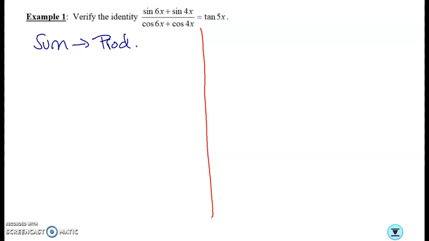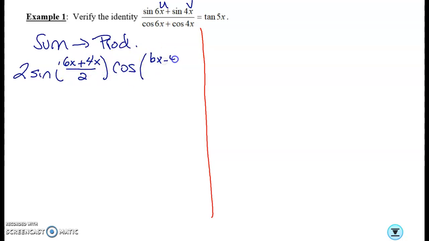And then I'm going to look for the pattern. On top, I see sine plus sine. I'm going to look through my list and I see sine plus sine as my very first formula. That says to expand it into 2 times the sine, and this is our u and this is our v, of (u plus v) divided by 2 times the cosine of (u minus v) divided by 2.